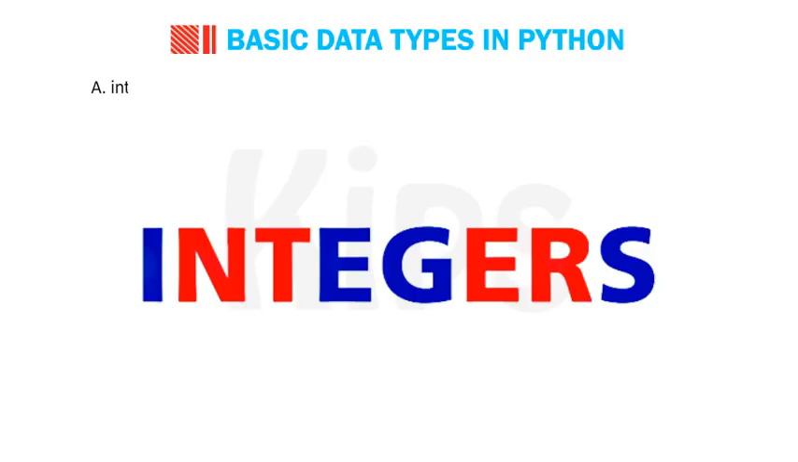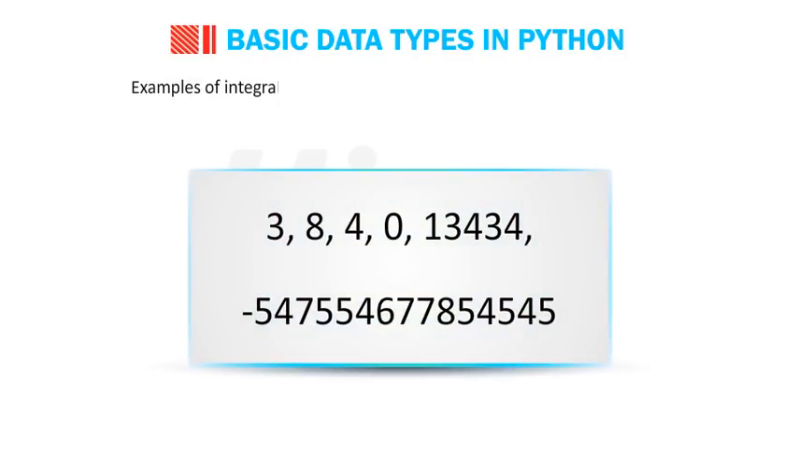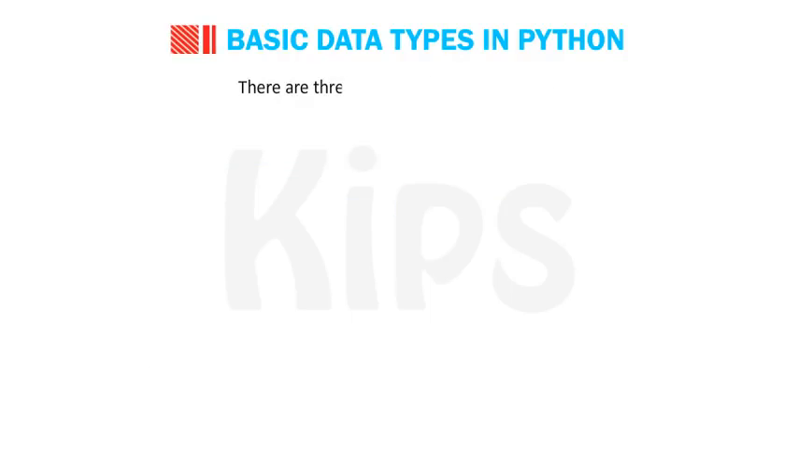A. int, integer. It represents integral numbers, numbers without any fractional part. Examples of integral numbers are 3, 8, 40, 134, 34, minus 54, 755 and so on. An integer in Python can be of any length. There are three types of integers in Python.